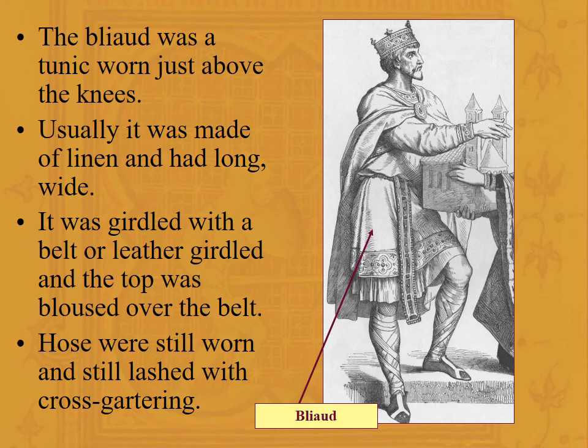The bliaud, which is a French word, is the basis for the word blouse. We think bliaud is the proper pronunciation. The bliaud is a tunic worn just above the knees. So you might have the chainse, like we just showed here, the undertunic, which in the Byzantine was the camisa, and the bliaud, or blouse, worn as the outer tunic, girdled with a belt, and the top bloused over the belt in a colpos fashion. So we start to see some stuff.